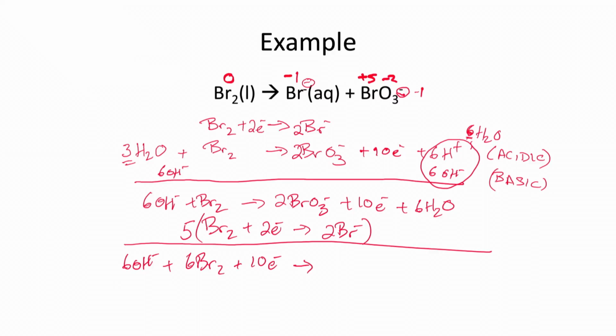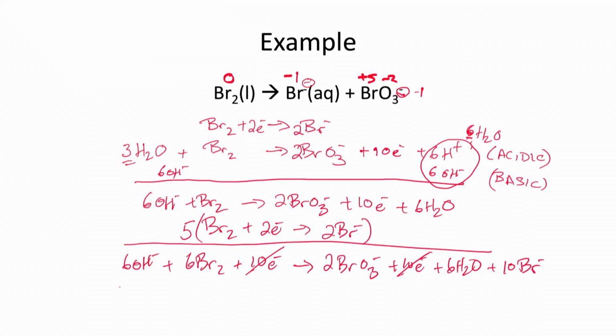That's my entire left-hand side. My right-hand side is 2 BrO3 minus plus 10 electrons plus 6 waters, and I still have 10 Br minuses from the bottom half reaction. So now I can cancel some things out. Notice that I have 10 electrons here, 10 electrons here, those go away. And I can do something else. I can divide everything by 2 because everything is divisible by 2.